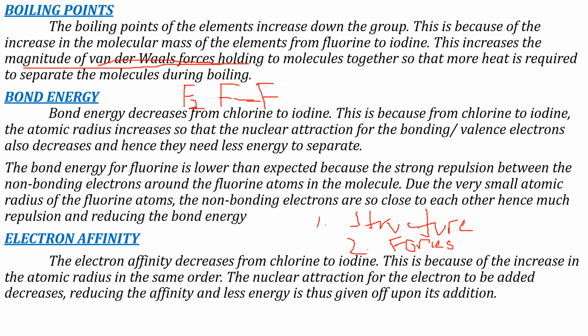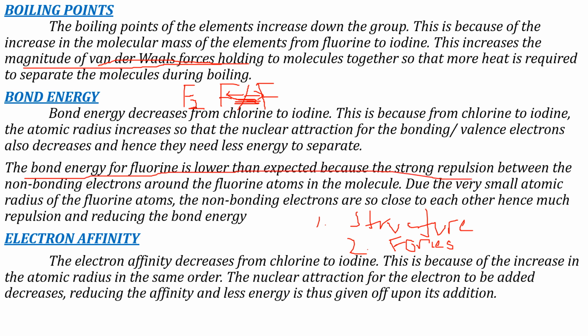Actually, this is an abnormality in fluorine, and the reason for that is because the fluorine atoms have a very small atomic radius, and on having a very small atomic radius, the non-bonding electrons greatly repel each other, and since they're in constant repulsion, moving away from each other, the energy required to break this bond is going to be very low.